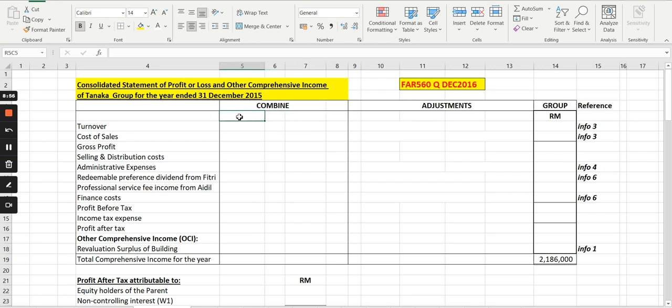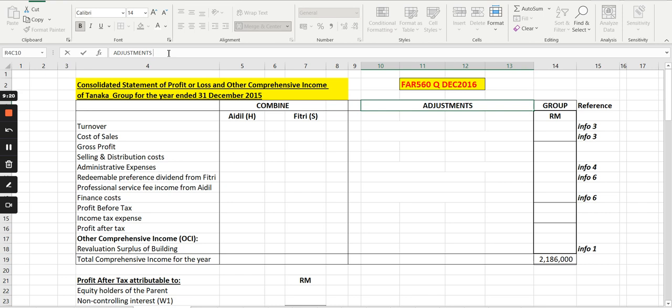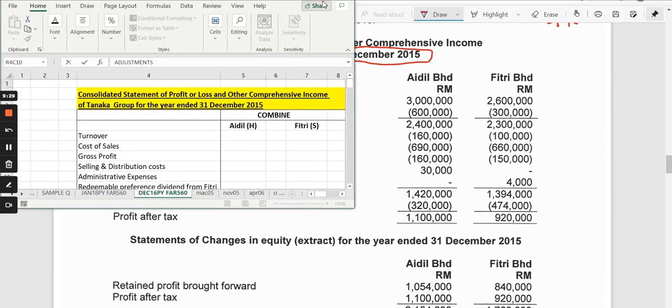So I will put here, this is the one of the parent. In our case here, parent is AIDIL, which is the parent company, AIDIL. I put here H. H is holding. And this one is Fitri. Fitri is the subsidiary. And I put the S, right? And the adjustment that you need to include here is normally is the one relating to intercompany transaction. So you're going to do this first. So let me just do it with you.